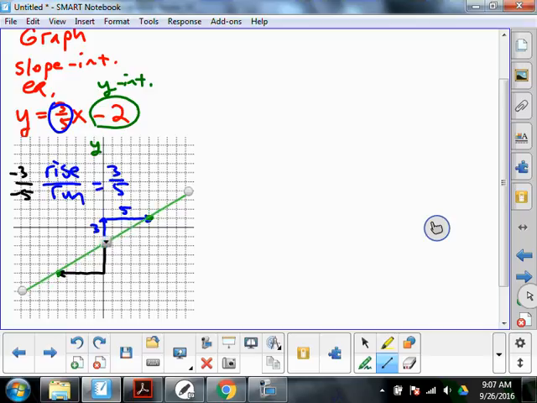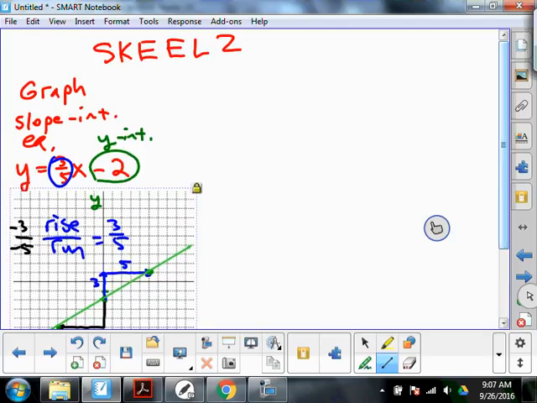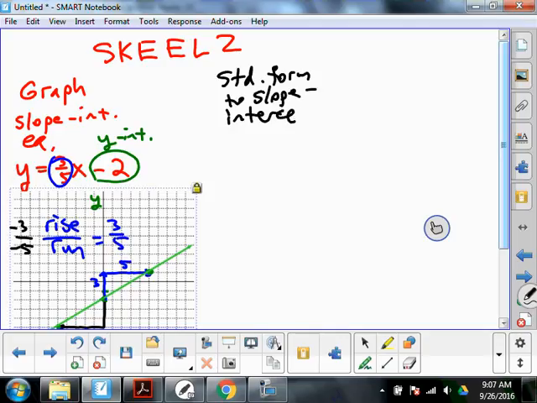How's everybody feeling about being able to graph slope intercept? We good with that? Good. All right. Well, another skill that you need to have is to be able to write an equation from standard form to slope intercept. You really need to have that skill, and that's something that we kind of skipped over in chapter 1, section 4 or 5 or 6, converting equations from one form to the next.